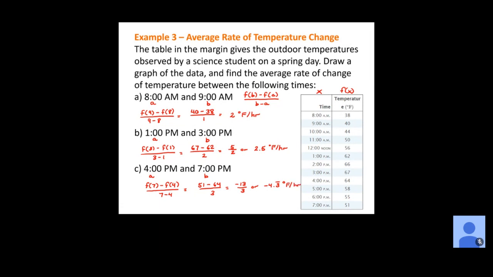Now this time, notice we got a negative rate of change. So that just means that our temperature is decreasing by 4.3 degrees Fahrenheit for every hour between 4 o'clock and 7 o'clock. Any questions on any of those now?